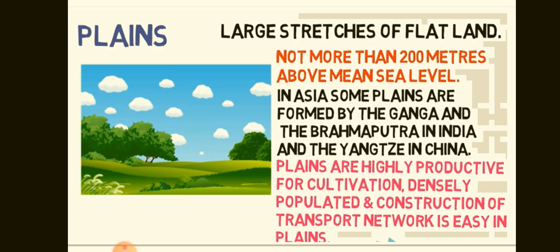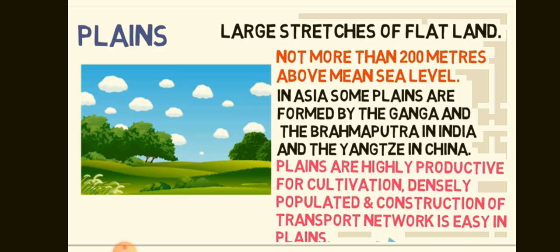Plains. Plains are large stretches of flat land. They are generally not more than 200 meters above mean sea level. Some plains are extremely level, others may be slightly rolling and undulating. Most of the plains are formed by rivers and their tributaries. The rivers flow down the slopes of mountains and erode them. They carry forward the eroded material, then they deposit their load consisting of stones, sand, and silt along their courses in their valleys. It is from these deposits that the plains are formed.